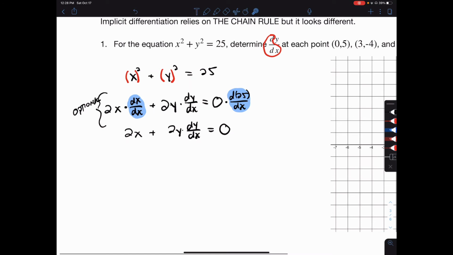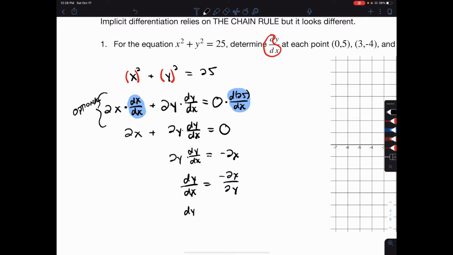Now we were supposed to determine the slope dy over dx at each of these points, so let's get dy over dx by itself. I'm going to subtract 2x from both sides of the equation. That would give me 2y times dy over dx equals negative 2x. And if I divide both sides by 2y, I get dy over dx is negative 2x over 2y. And we could cancel a 2 from the top and the bottom. And we get the derivative is negative x over y.